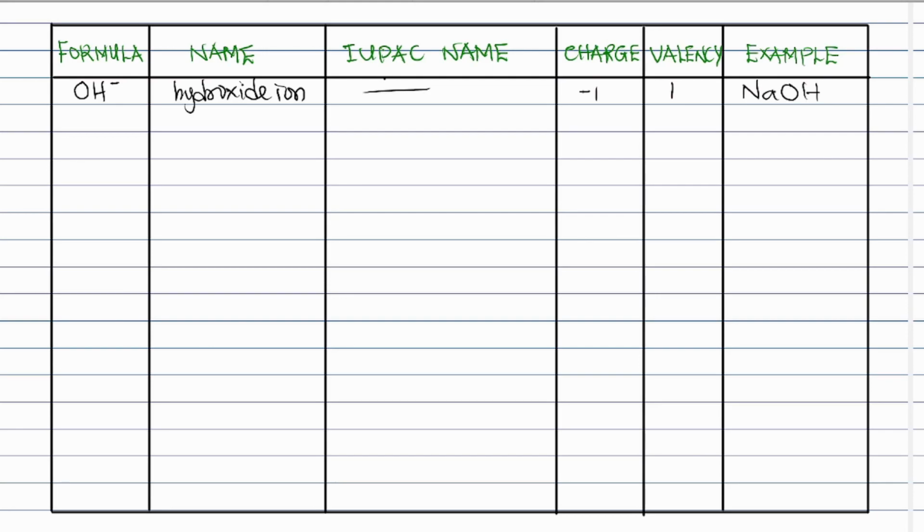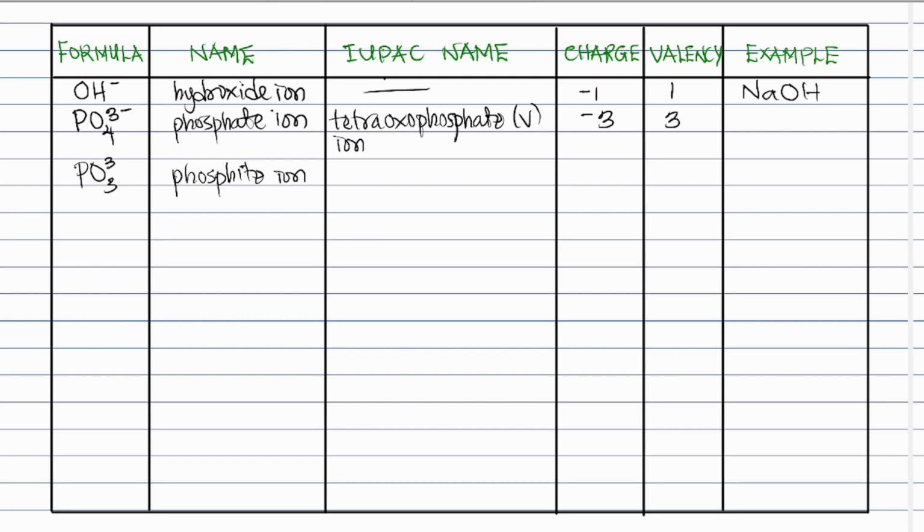Now, going further, we look at the phosphate ion. It has a formula of PO4 3-. The IUPAC name is actually tetraoxophosphate 5 ion. It has a charge of -3 and a valency of 3. A sister compound to this is the phosphite ion, PO3 3-. The IUPAC name is trioxophosphate 3 ion. So it has a charge of -3 and a valency of 3.